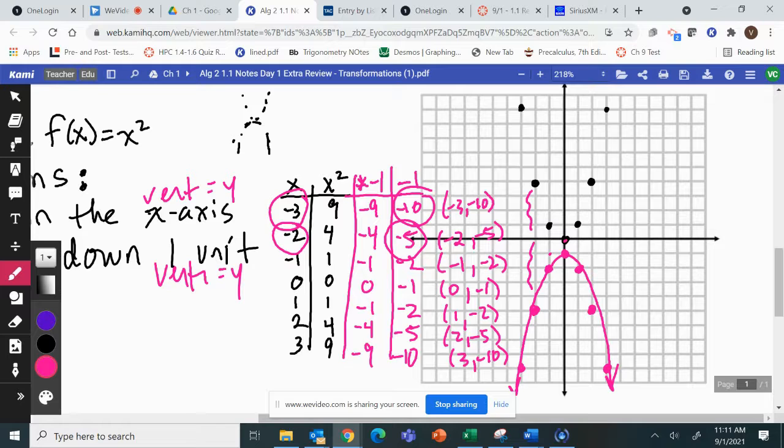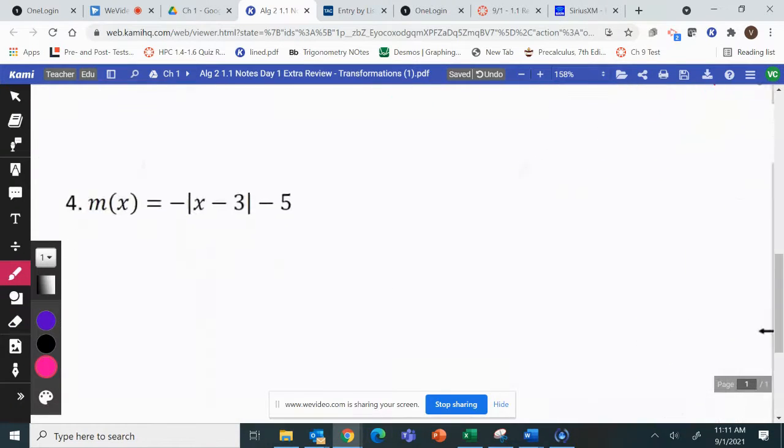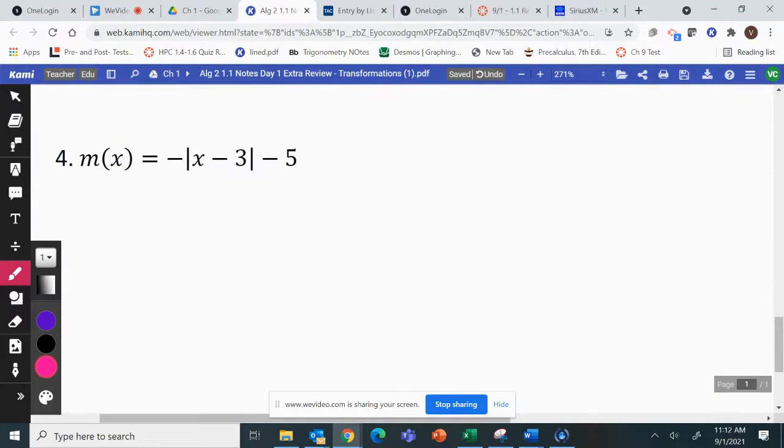So those are those outside points. Okay, and then the very last one, what'd I do? Another absolute value. I gave one with lots of stuff happening. So we've got another absolute value. So our parent function is f of x equals absolute value of x.